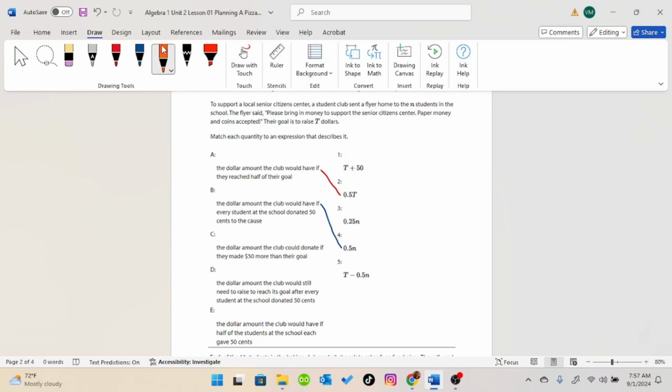Description C. The dollar amount the club could donate if they made $50 more than their goal. Expression 1 says we take their goal and we add $50. That is the correct expression for this description. So C matches number 1.